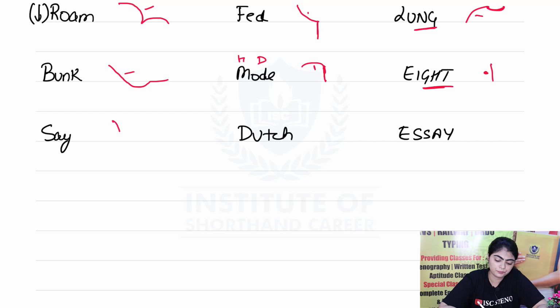Next is say, S and A, and after that is Dutch, D, A and Ch, T is silent, you don't have to make a T in that. And last is essay, A, S and A, essay.